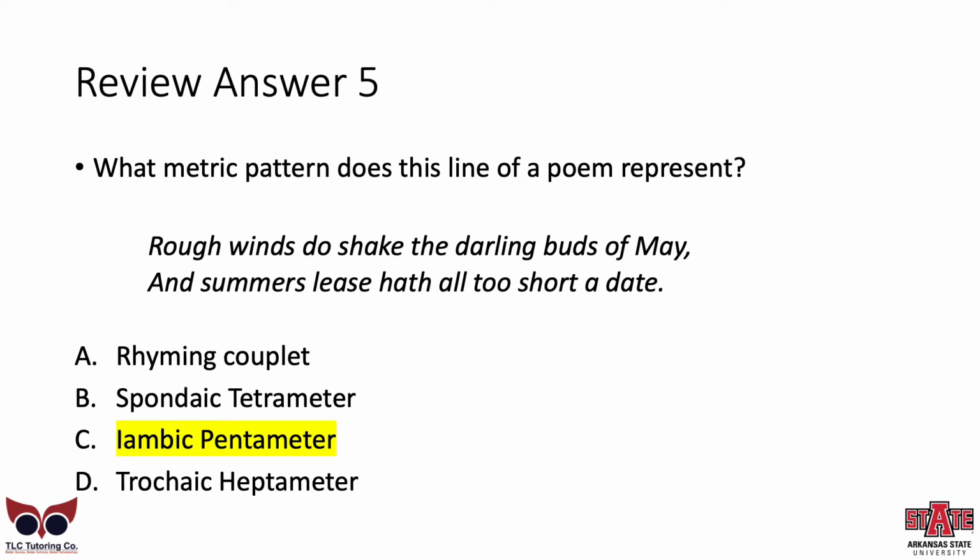The metric pattern in these lines is iambic pentameter. You'll notice that the other words are structured similarly. Spondaic and trochaic refer to different patterns of accented and unaccented syllables. Tetrameter and heptameter refer to different numbers of repetitions of the feet within a line. But these 2 lines from Shakespeare represent iambic pentameter.